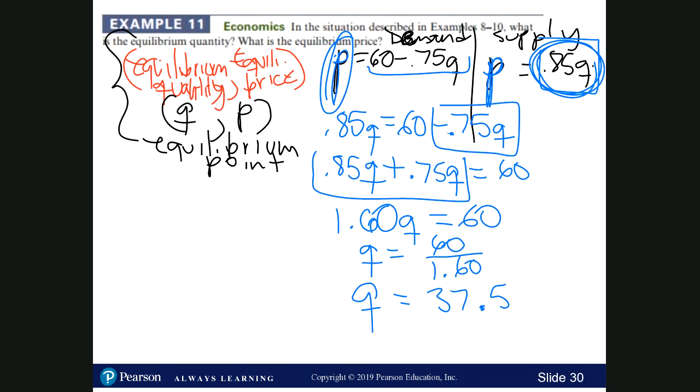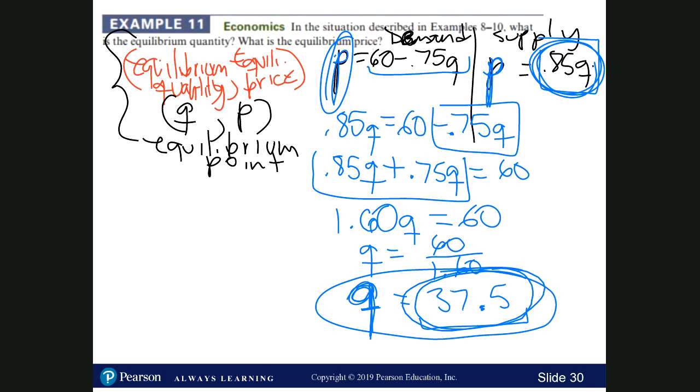Now, if you have a question like this on MyMathLab, make sure you pay attention to how they want you to round and enter your answer, because they might tell you to round to the nearest integer. In that case, it will be 38. Especially if it's some type of item that cannot be divided. Now, once we have the numerical value for one of the variables, we can take either the demand or the supply equation and substitute what we found for Q.